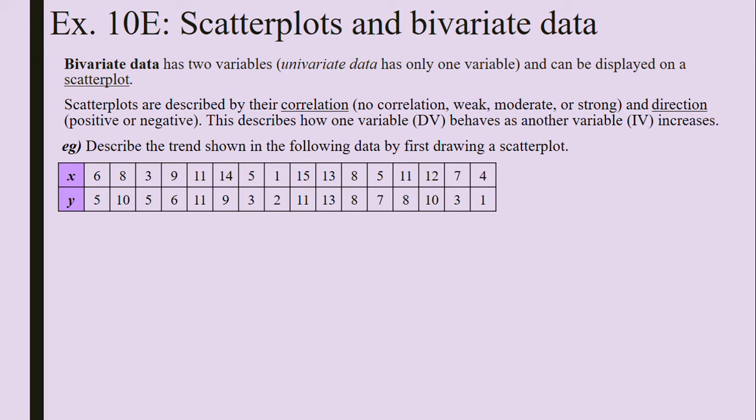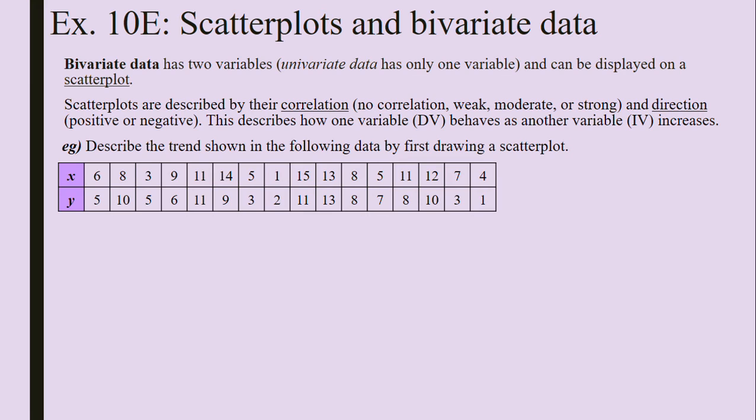We're going to describe the trend shown in the data by first drawing a scatter plot. Now in your books you would identify the lowest x value, which in here is 1, and the largest, which is 15. And in the y-axis it would be 1 to 13. So you would make sure that your axes each go as far as those maximum numbers.